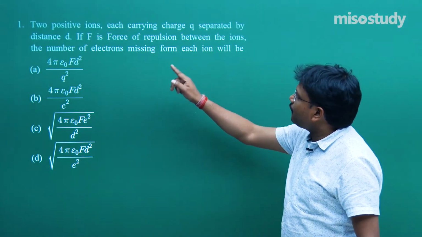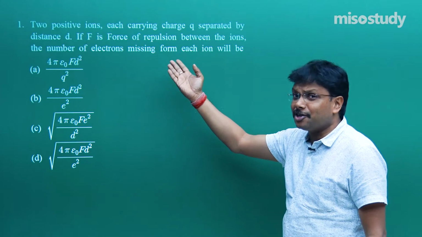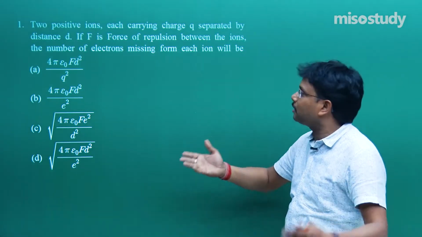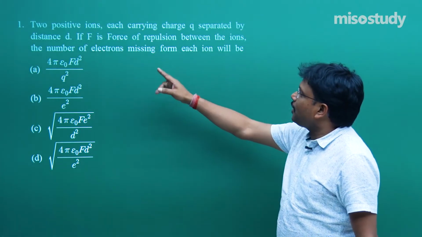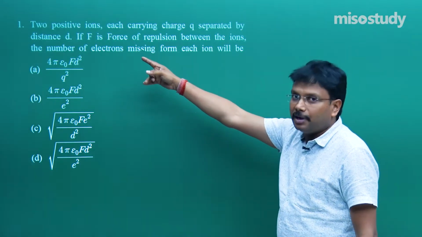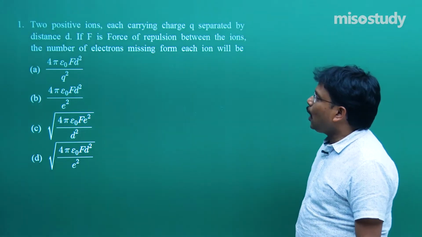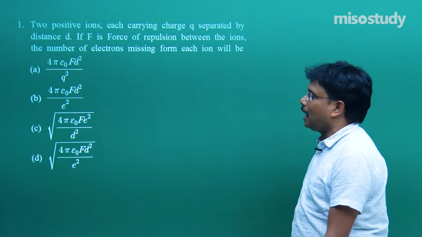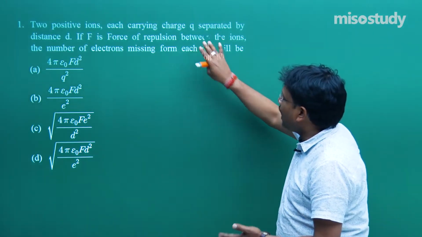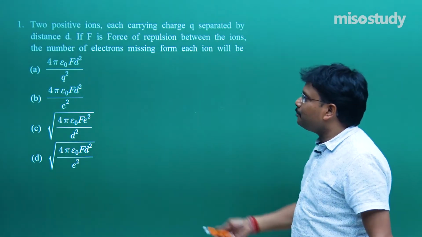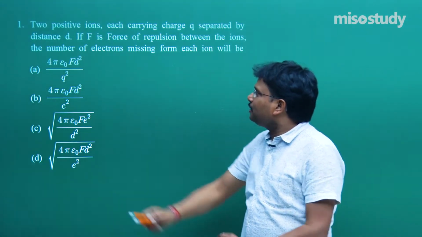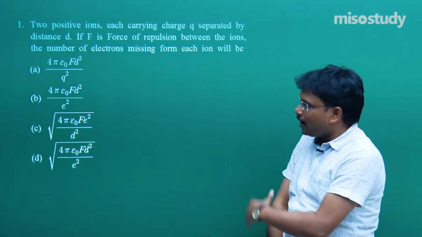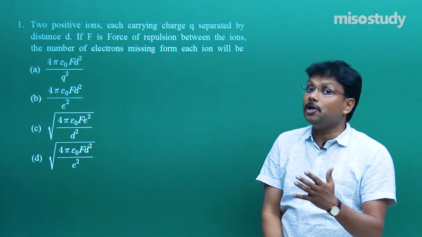Now F is the force of repulsion, which is mentioned, so the question is now in a very easy format. F is the force of repulsion between these positive ions. Then you have to find the number of electrons missing from each ion. Till now everything is fine, but the moment you come to this line, find the number of electrons missing from each ion, how can you find it? This is the natural question that may come to your mind.